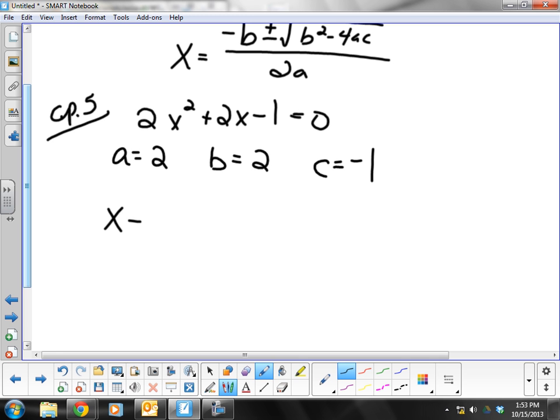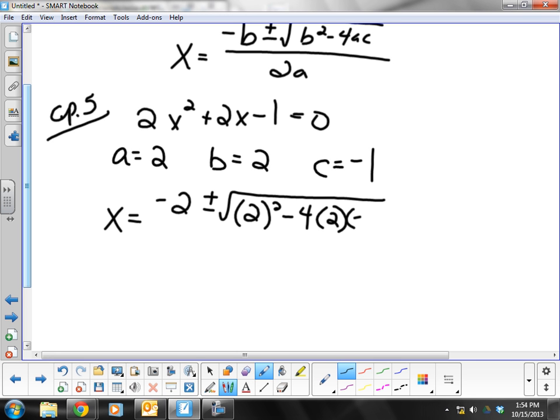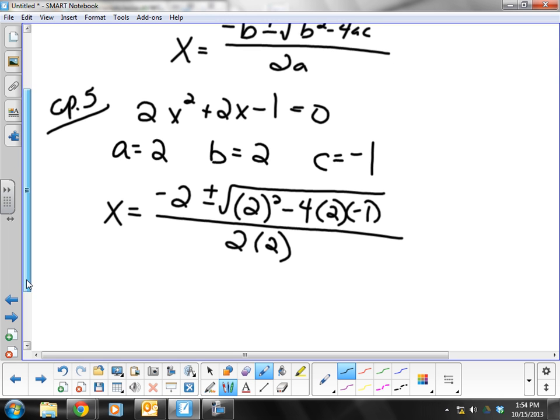So x is equal to the opposite of b, negative 2, plus or minus square root of 2 squared minus 4 times a, which is 2, times c, which is negative 1. You did do this in Algebra 2. Yep. Okay.